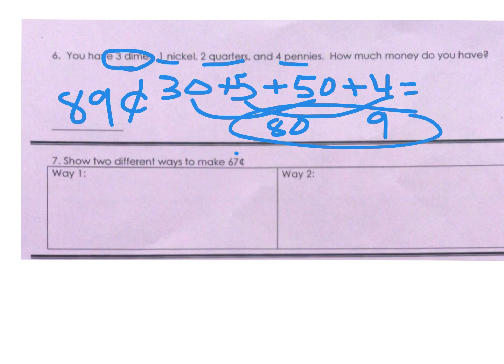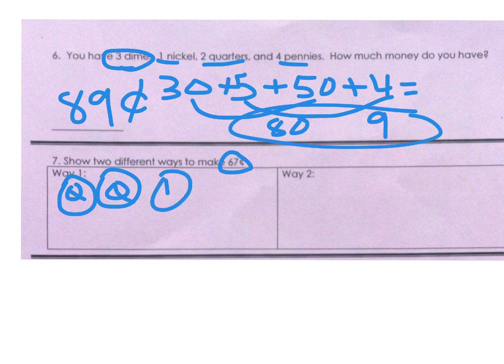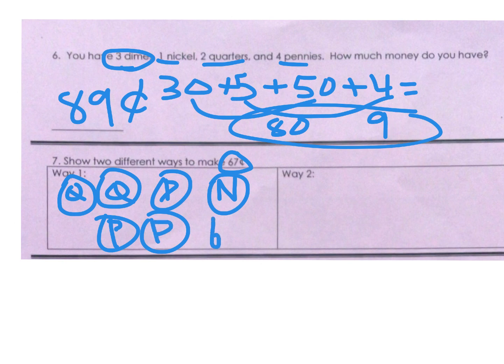Then we have to make 67 cents in 2 ways. So they can do this. Quarter, quarter, that's 50. Dime, that's 10, so now we're at 60. Nickel, that's 65. And then if we have 2 pennies, that makes it 67 cents. So we've got 50, 60, 65, 66, 67.